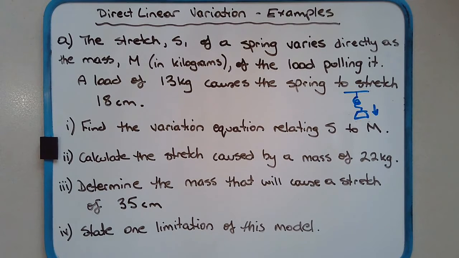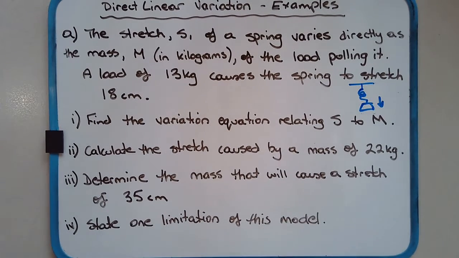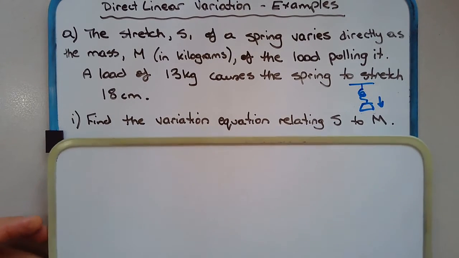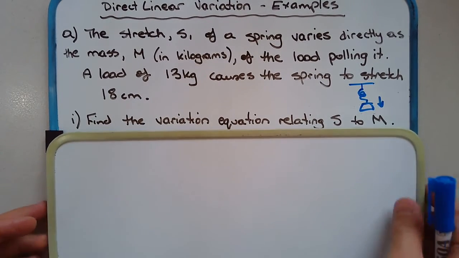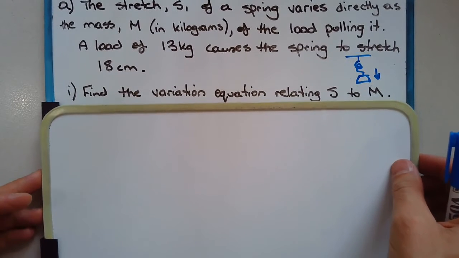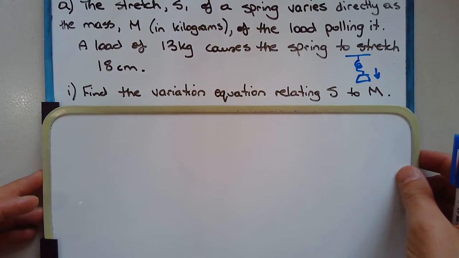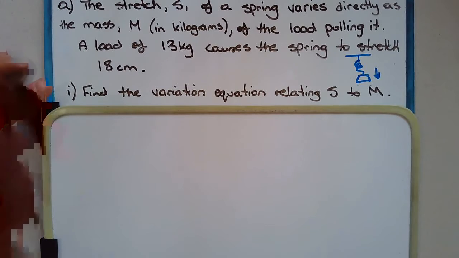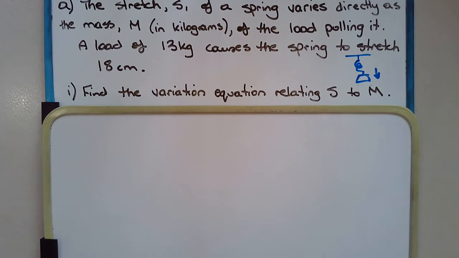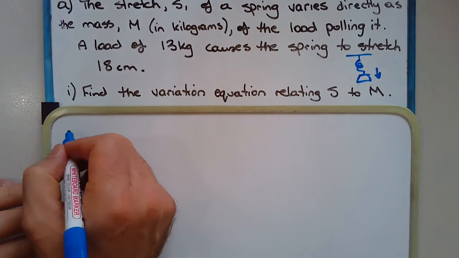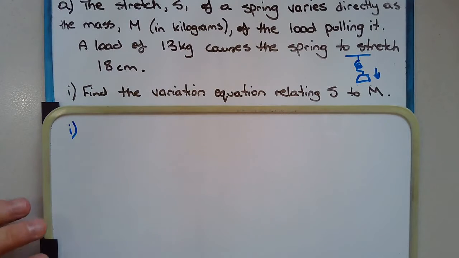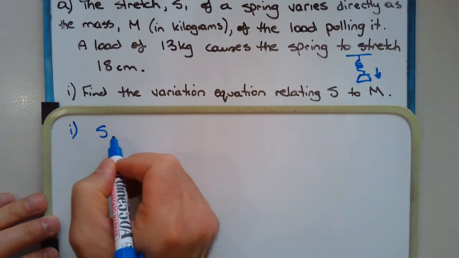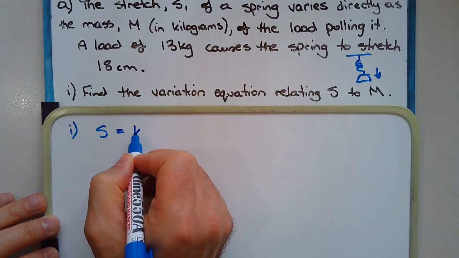I'm going to answer this on a separate board, because obviously I've used up all the space on this one. So let's have a look at part 1. It says find the variation equation relating S to M. And arguably this is the most important part, because this is what we're going to use to answer the subsequent parts. So part 1 is going to be in the form S is equal to Km.